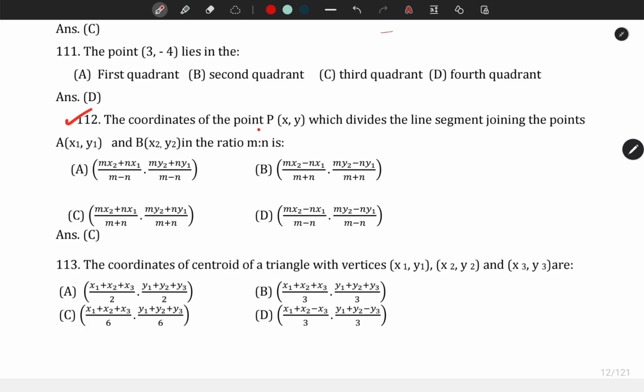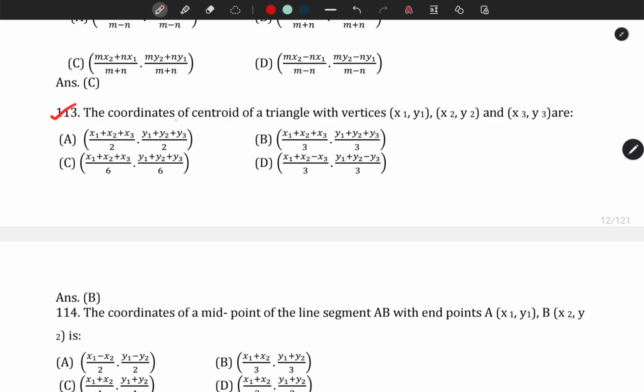Next question, the coordinates of the point P x y which divides the line joining the points in the ratio m is to n. So this is the section formula, and the correct answer will be this one. m1 into x2, instead of m1 it's m, plus m2 into x1, m2 is n here, divided by the sum of the ratios, m plus n, comma, m1, that is m itself here, into y2 plus m2, which means n here, into y1. So this is the section formula.